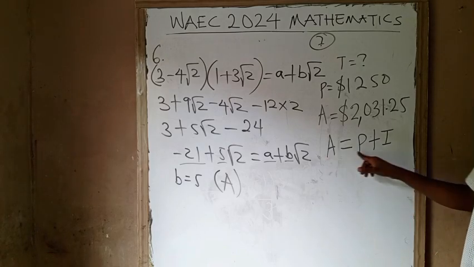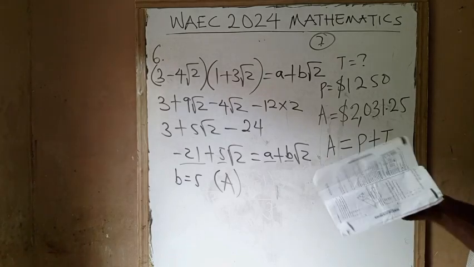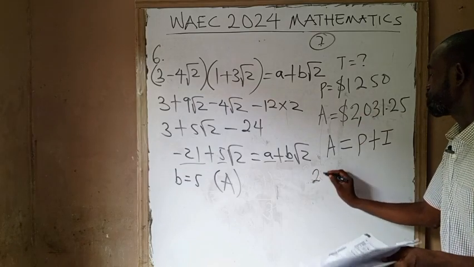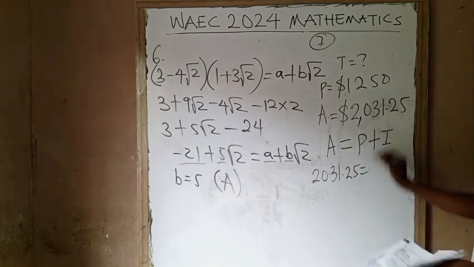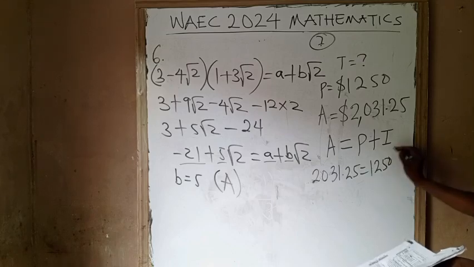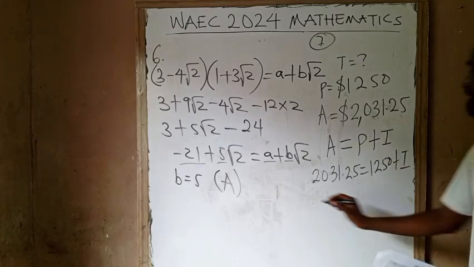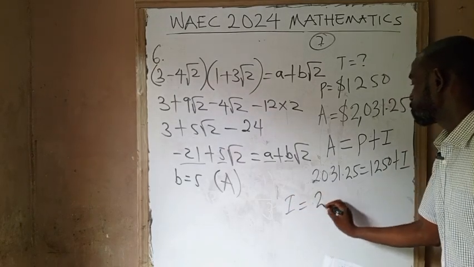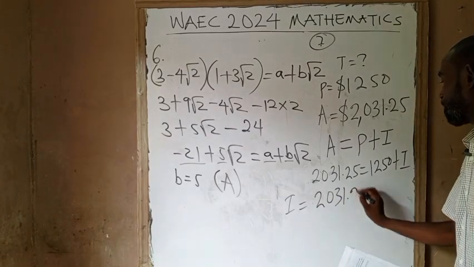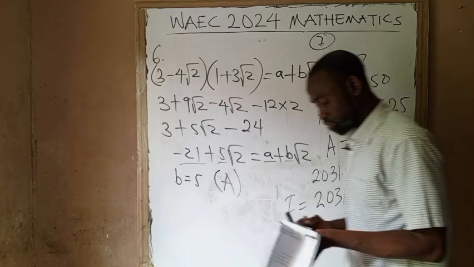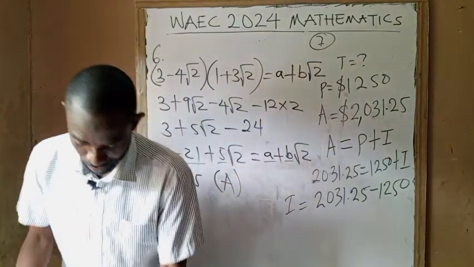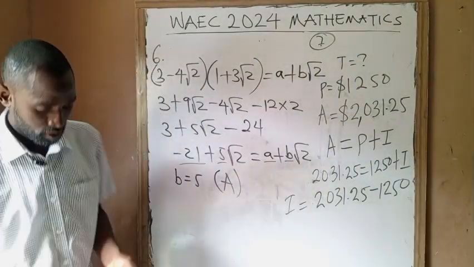Amount is equal to principal plus interest. So if I substitute this, I have 2031.25 equals principal, 1250, plus interest. So what will be our interest? Interest will be equal to 2031.25 minus 1250. So let us do that. Let us use our calculator. We're having what now?